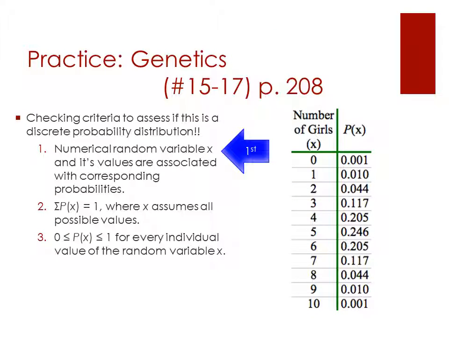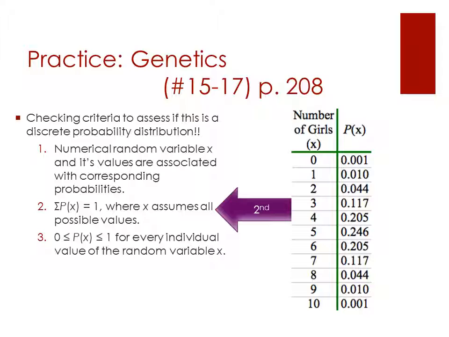Here are our criteria. So we have a numerical random variable x, and its values are associated with corresponding probabilities. And we can see we have that in the table on the right here. So we have a number of girls anywhere from 0 to 10. Each one has its own associated probability. So the next thing we need to look at is summing P of x so that it equals 1.